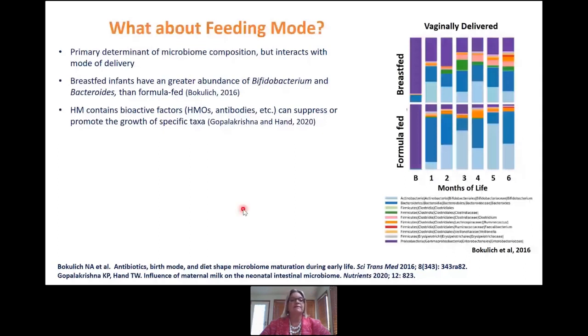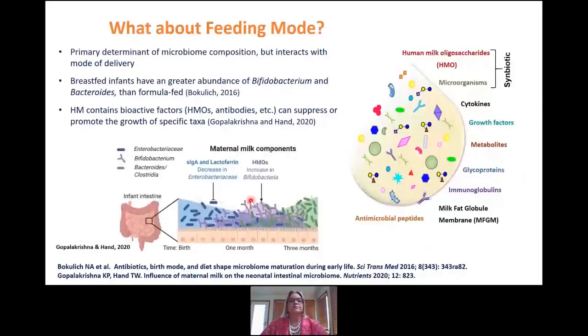Bode will talk more about this, but we know, for example, that human milk contains many bioactive components that can either work to suppress or promote the growth of specific taxa. So again, human milk, it's not just the human milk oligosaccharides, which we know are certainly important, but there are many other factors. It's been proposed that in the early time postpartum, components like secretory IgA and lactoferrin are actually suppressing the growth of Enterobacteriaceae, and then HMOs are helping to increase the abundance of specific bifidobacteria.